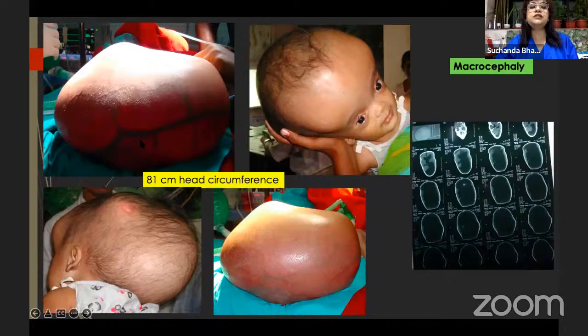So these children don't have head holding and all, and they don't survive for long because you really don't know what to do with them. They're just left and neglected in most of the cases.